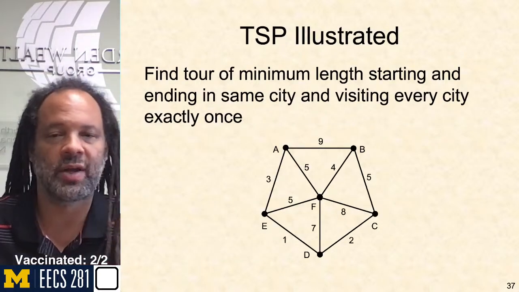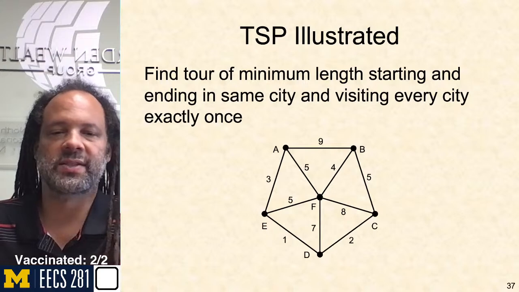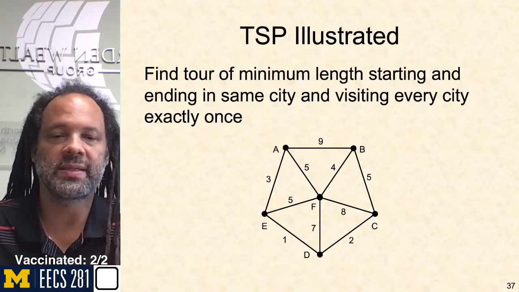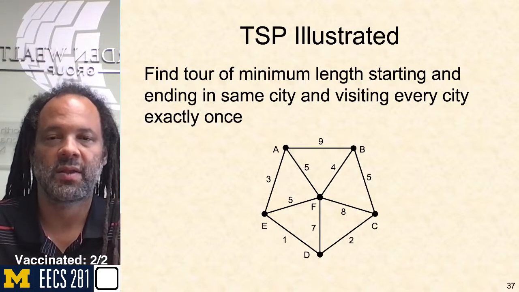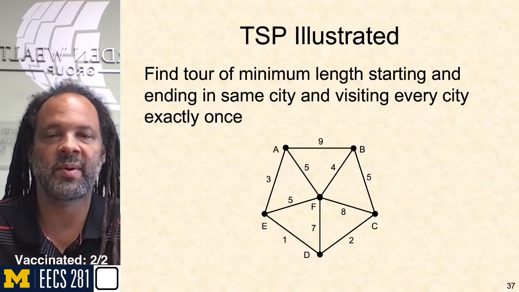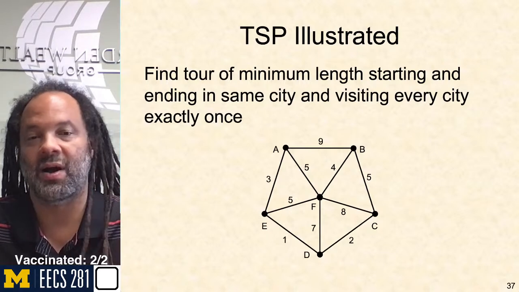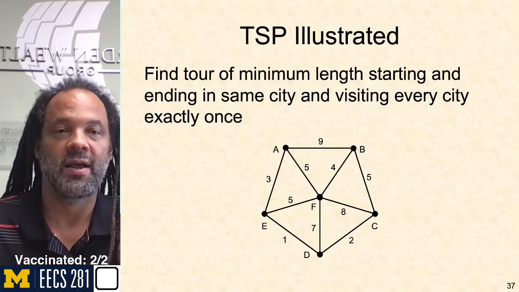Here's a simple illustration of it. We've got this 6-node little city here, A, B, C, D, E, F. The goal here is to find the tour of minimum length starting and ending at the same city, and we're going to call A home base. So let's start there, visit all the cities.